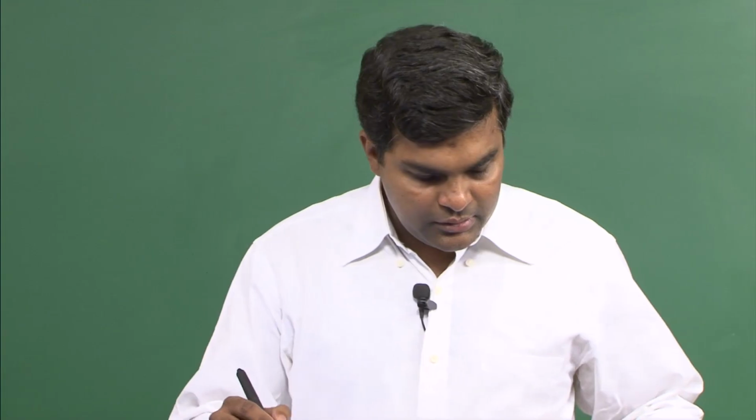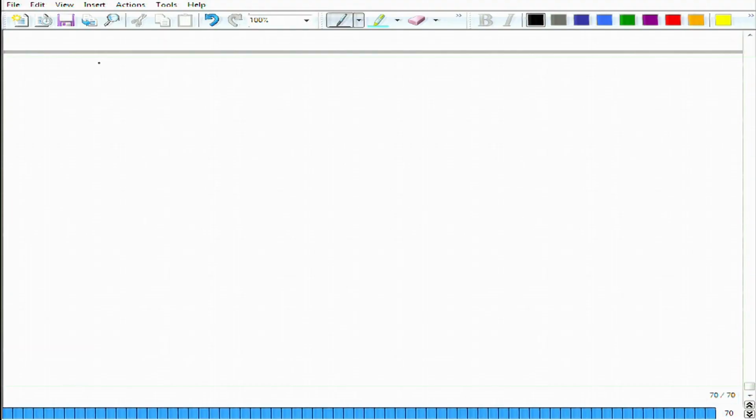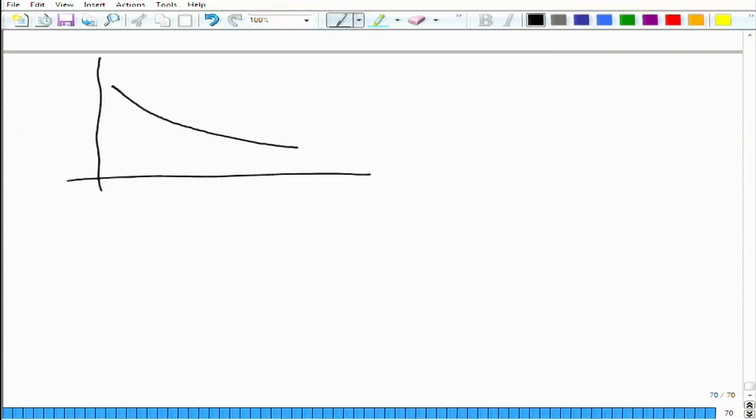So, we studied diminishing marginal rate of technical substitution, and we also studied diminishing marginal product. Let us see, do not get confused between these two terms, because it is very easy to get confused. Let us look at a graph and try to understand how these two things are different.